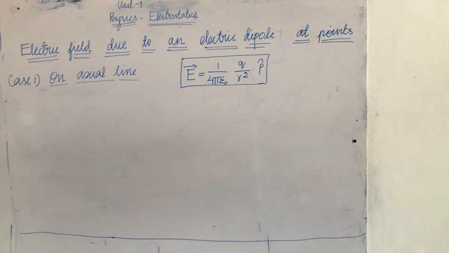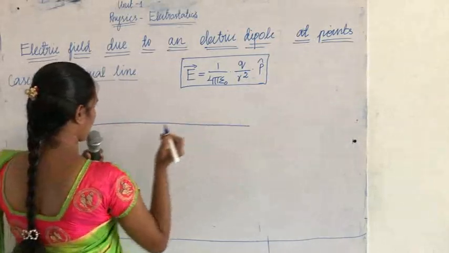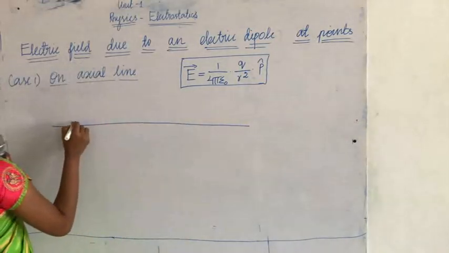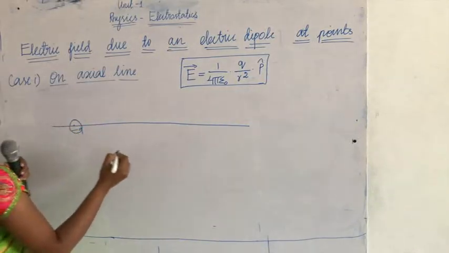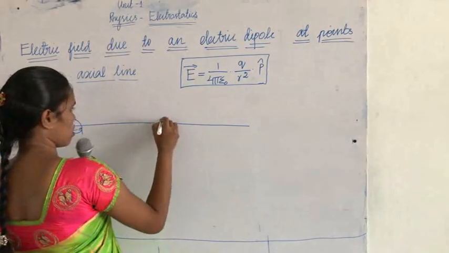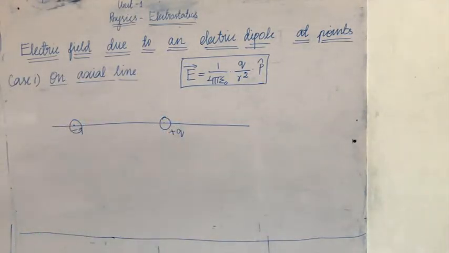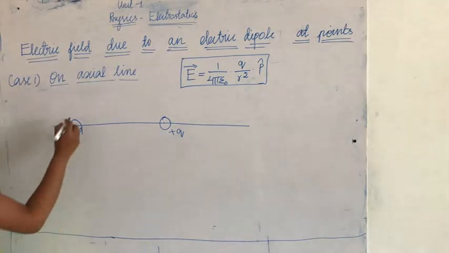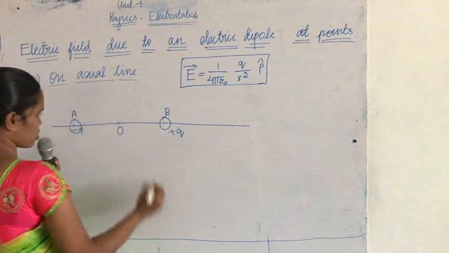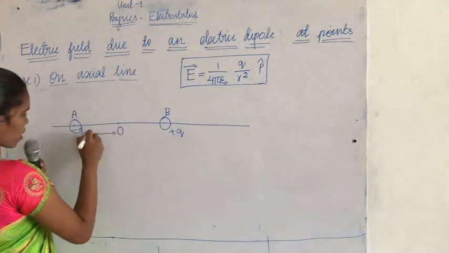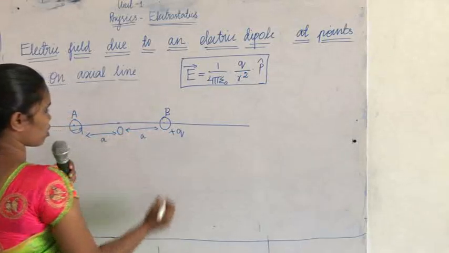Now let's see here. There is a straight axial line, and I am placing here 2 point charges, minus Q and here plus Q. This is point A, this is point B, and the center one will be the origin. The distance between O and A is small a, and the distance between O and B is small a.